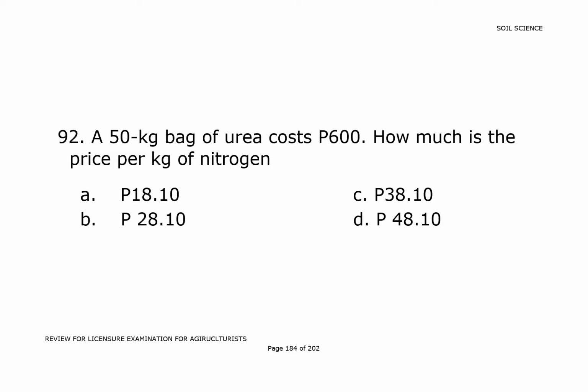92. A 50-kilogram bag of urea costs 600 pesos. How much is the price per kilogram of nitrogen? A. 18.10 pesos. B. 28.10 pesos. C. 38.10 pesos. Or D. 48.10 pesos. The answer is 28.10 pesos.